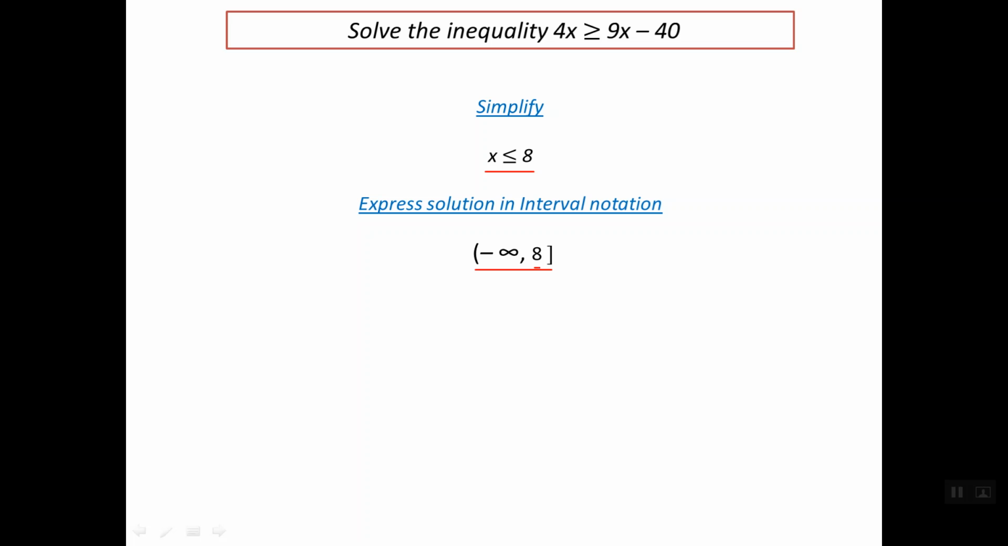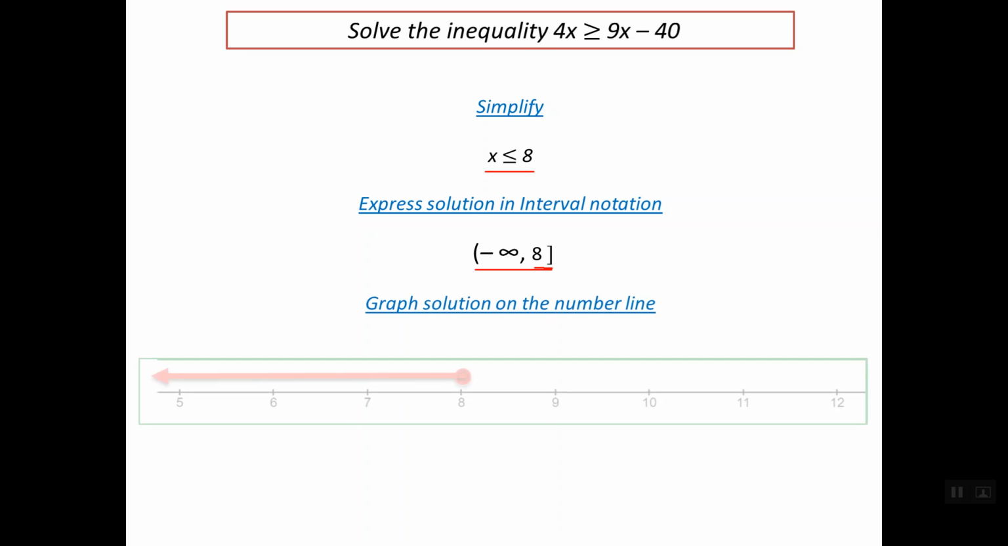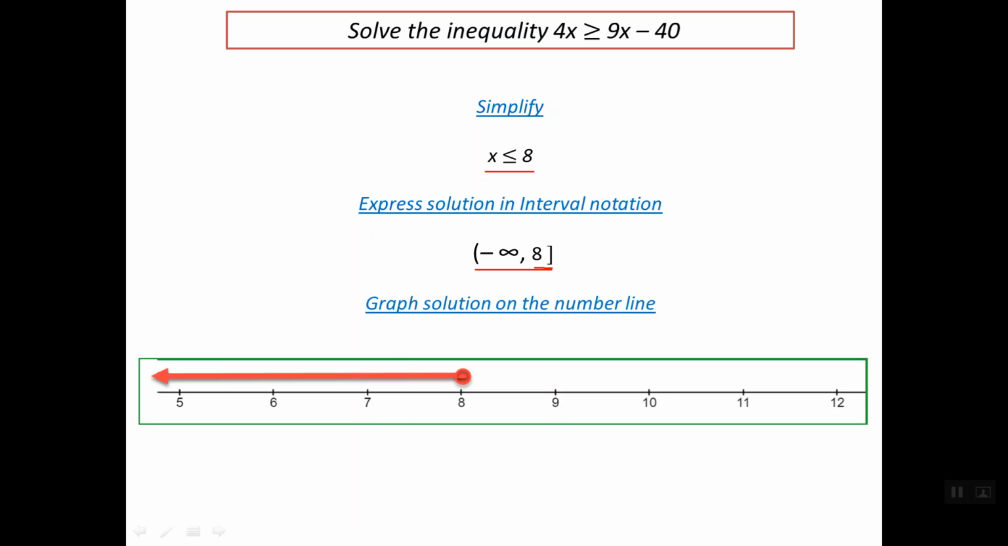See that the number 8 is part of the solution, so we draw this bracket. We can graph the solution on the number line. Because the inequality is less than or equal, the arrow is oriented to the left side, starting from the number 8, and also 8 is part of the solution, so we draw a closed circle around it.